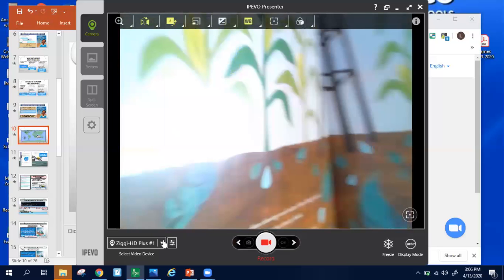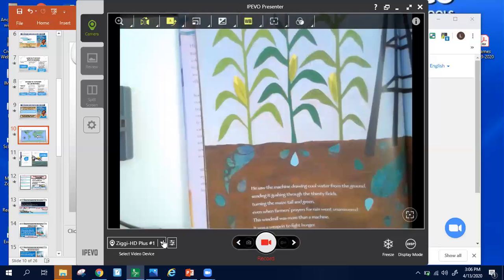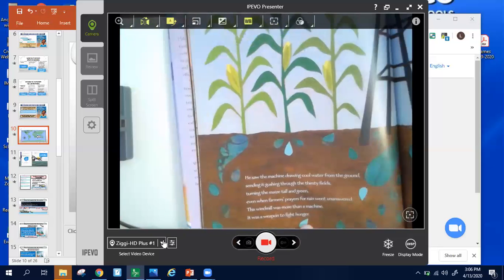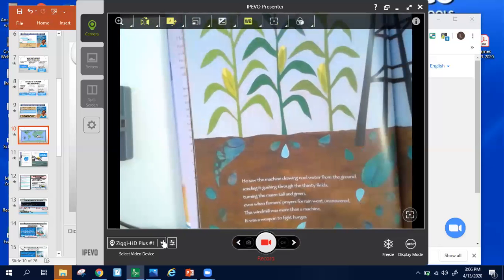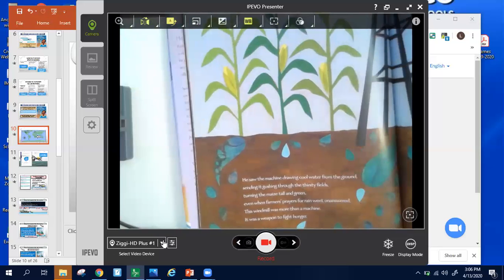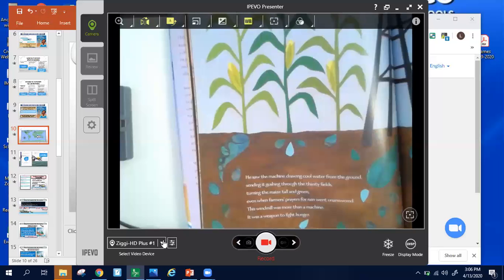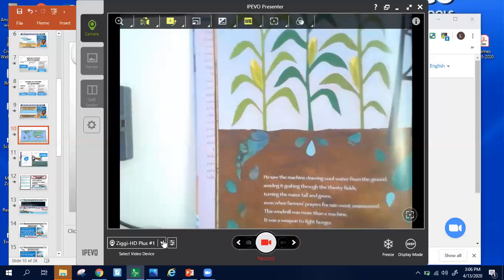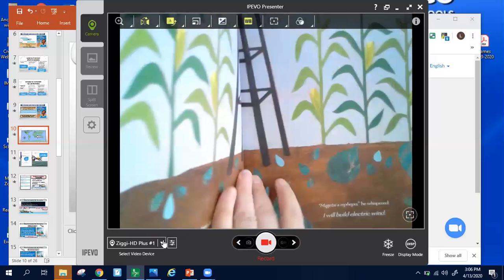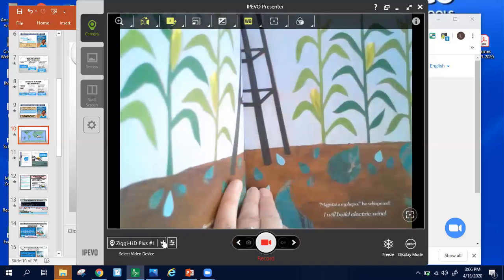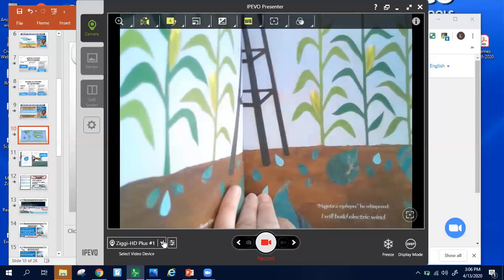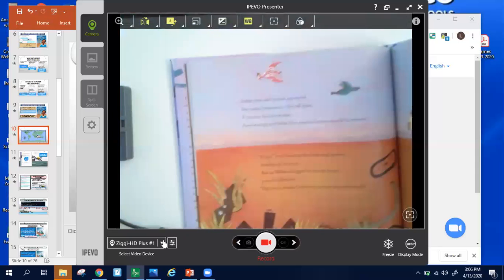So he's thinking about, if he builds this windmill, what will happen? That it will draw the cool water from the ground, sending it gushing through the field so that the plants can grow. And the windmill was more than a machine. It's a weapon to fight hunger. Is it actually a weapon? Is it a literal meaning or a non-literal meaning? It's non-literal. It means it will help grow the food that people can eat, not that it's actually a weapon.